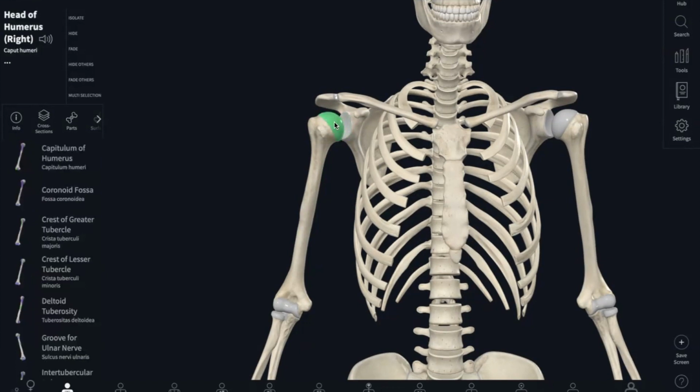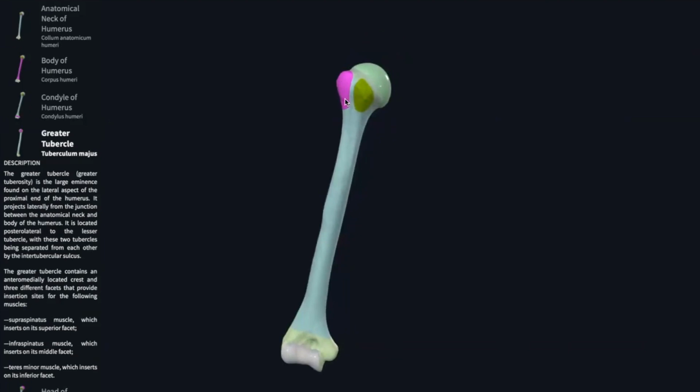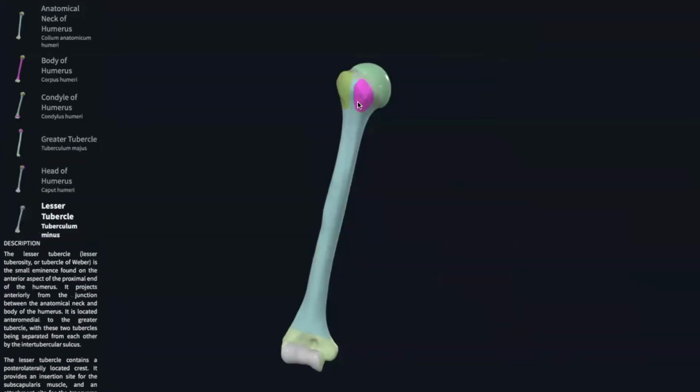So if there's a head, you know that there is going to be a neck. So that's right below here. Next is the greater tubercle, and this is the lesser tubercle. The pink is the greater tubercle highlighted, and now the highlight is on the lesser tubercle. Next is the intertubercular sulcus.